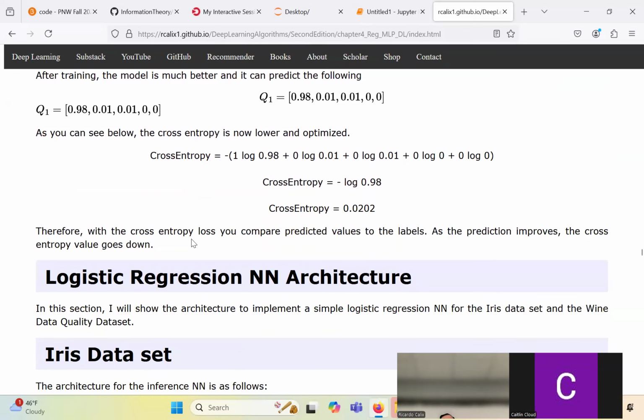Therefore, with the cross entropy loss, you compare predicted values to labels. As the prediction improves, the cross entropy value goes down, basically. And that's it. And there's binary cross entropy, which you have in Torch, and you have multi-class cross entropy as well. All right, so that's basically it.